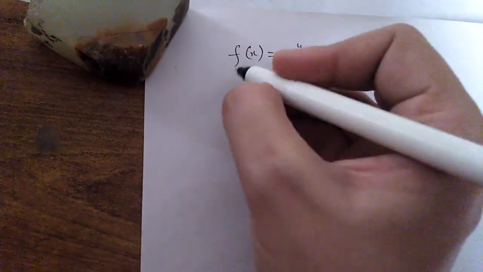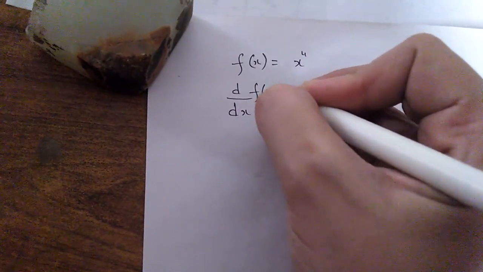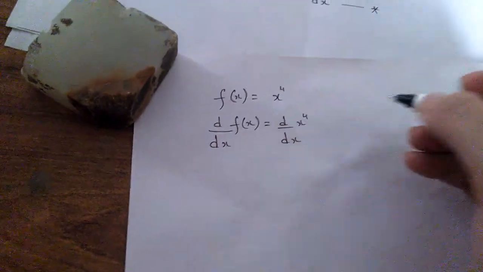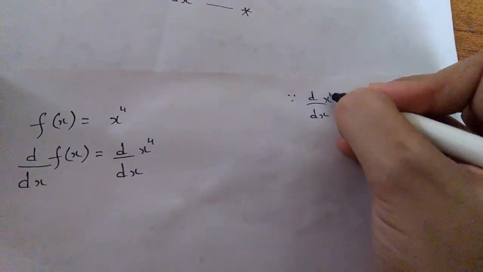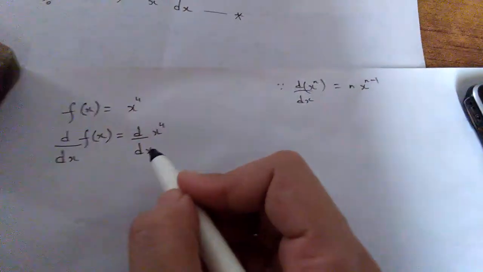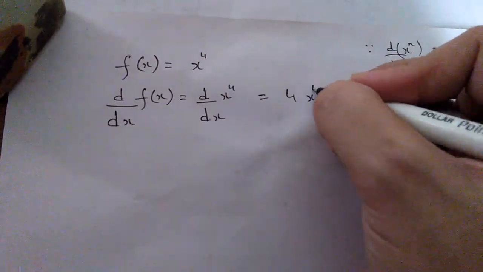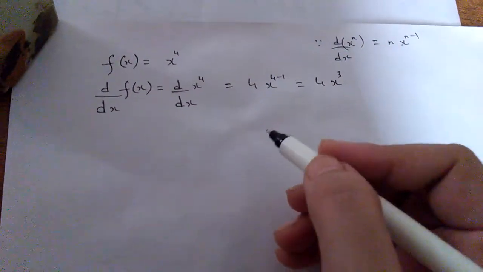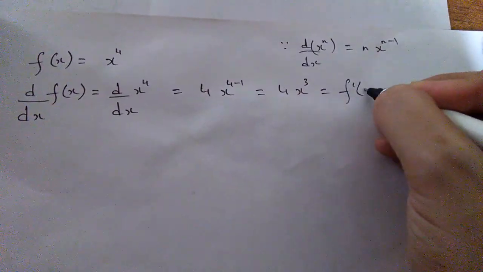Once I take its first derivative, I'm using this formula, which is n times x to the n minus 1. This is the formula that I'm using over here. So it is going to be 4x to the 4 minus 1, and it's your 4 times x cubed. Okay, this is your f dash x. All right, this is your first derivative.